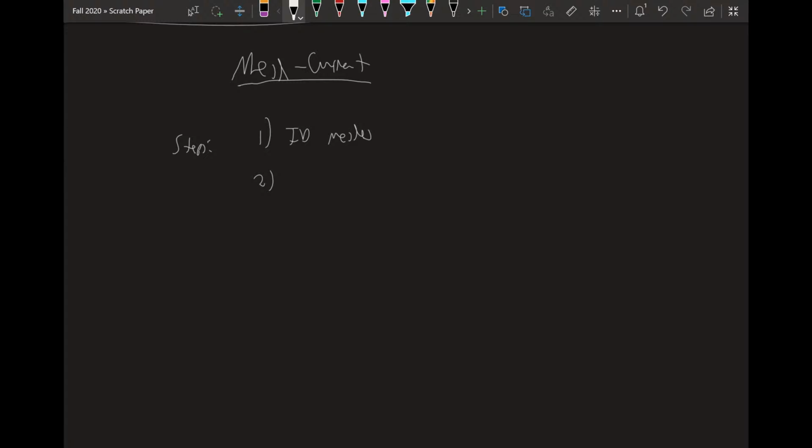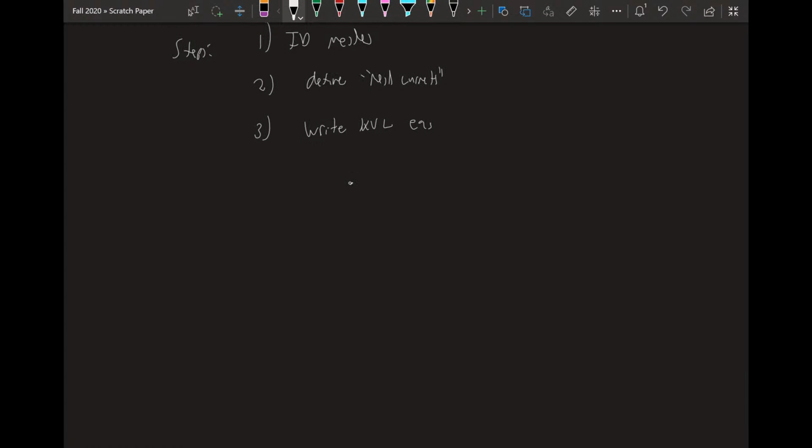So define mesh currents. As a quick note on these, define them all going one way, so either going clockwise or counterclockwise. It doesn't matter which one you choose. Just make sure to choose the same one for all your mesh currents. Then you're going to write KVL equations around each mesh in terms of the mesh currents.